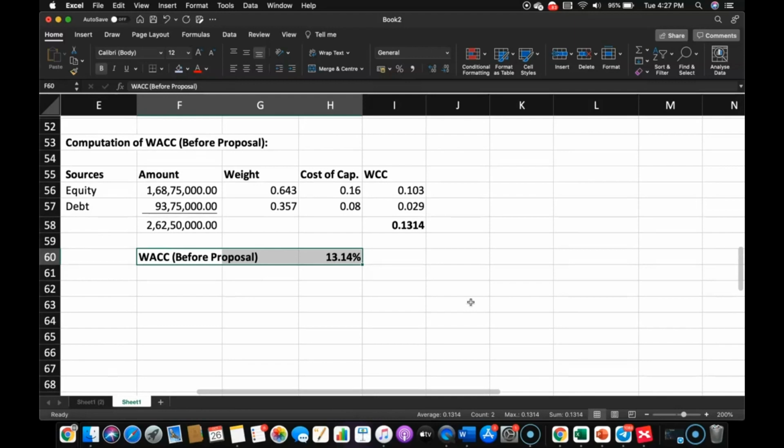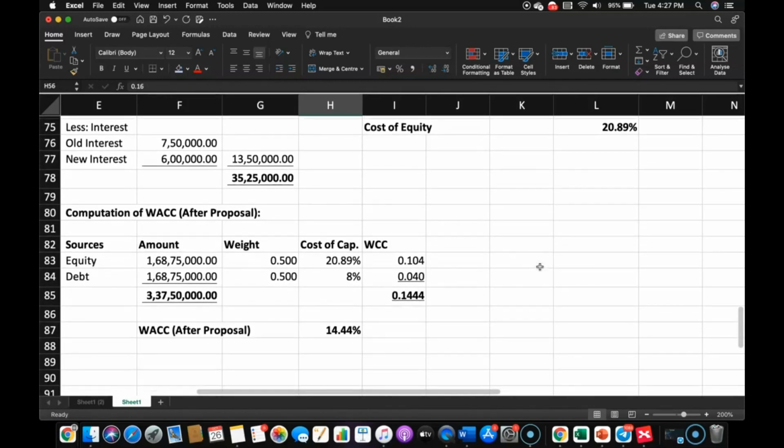What happened here? Why did weighted average cost of capital increase? You may be wondering, because the cost of debt is the same in both cases. It is 8%. But why did weighted average cost of capital increase? It's because look at the cost of equity. Earlier it was only 16%, but now cost of equity increased to 20.89% because this business has attracted a lot of financial risk. So when there is a lot of financial risk, automatically the expectation of the equity shareholders will go up. That's what is reflected here, and as a result, weighted average cost of capital has also increased.